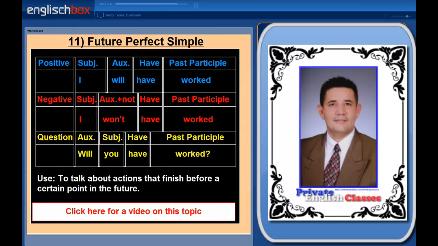Only 2 more tenses to go. We have the future perfect simple. This is used to talk about actions that finish before a certain point in the future. So, for example, I will have worked in positive, the subject, auxiliary, have, and the past participle. In negative, I won't have worked. And the question, will you have worked? So I will have worked for 8 hours by the time it's time to finish work, for example.